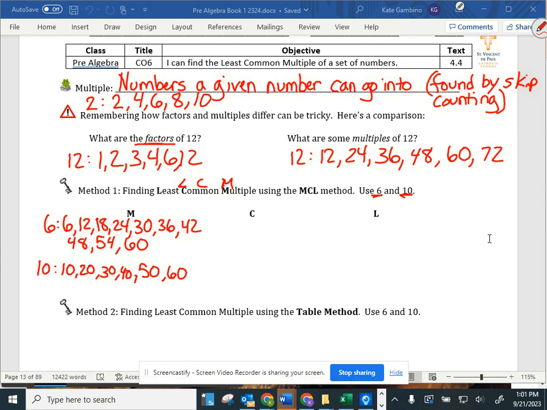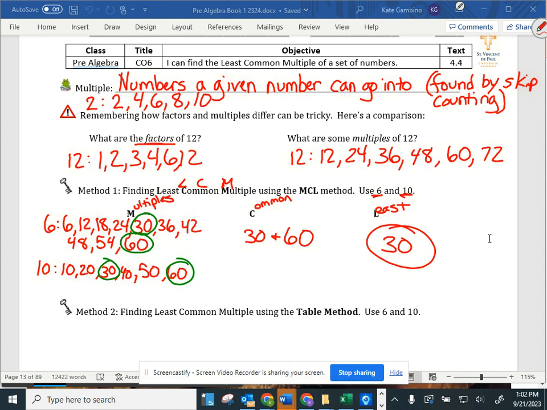So now I need to find common. So this is multiples. The C is common. Which multiples do they have in common? Remember with the greatest common factor, we circled what was in common. So we're going to do the same thing with our multiples here. They both have 30 and 60. Now we need to say which one is the least. Which one is the smallest? Christian? 30. So our least common multiple is 30. Okay?